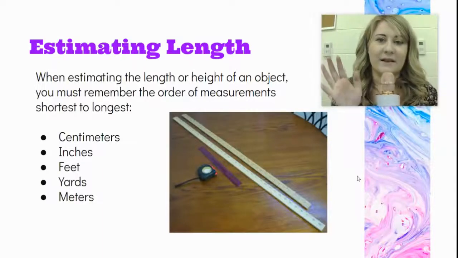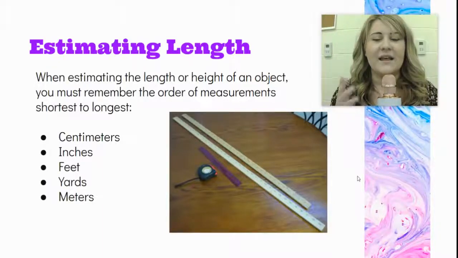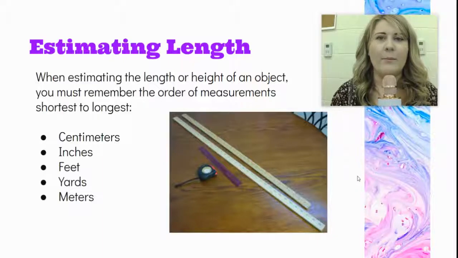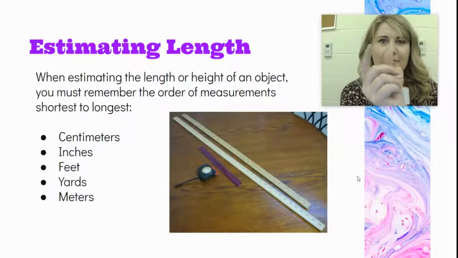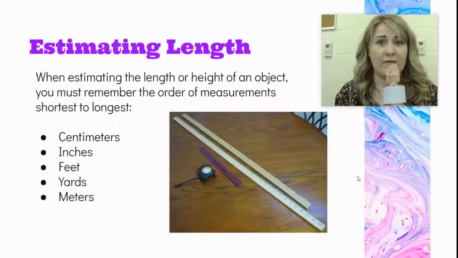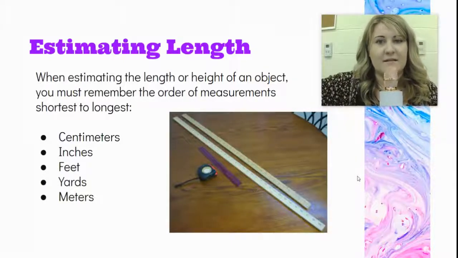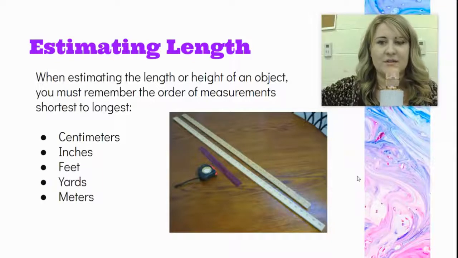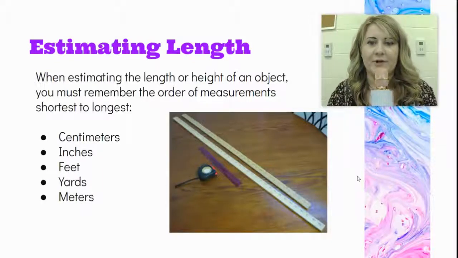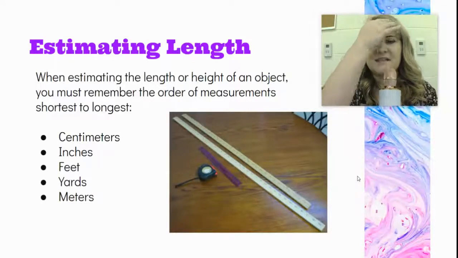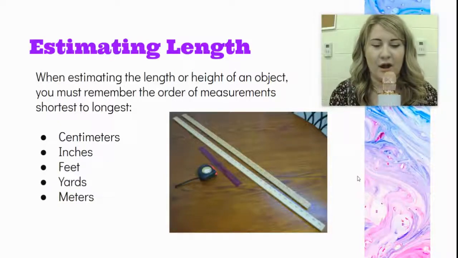So really, estimating length is just using common sense and sitting and thinking about how big those things are. A centimeter is very small, then an inch, then a foot is 12 inches, and then a yard is 36 inches, and a meter is a little bit longer than a yardstick. So just sitting and thinking about how long the object is that you're measuring is going to help you estimate how long that object is.